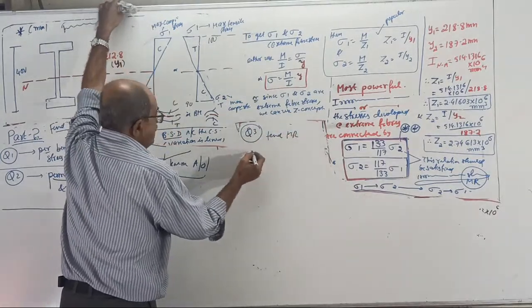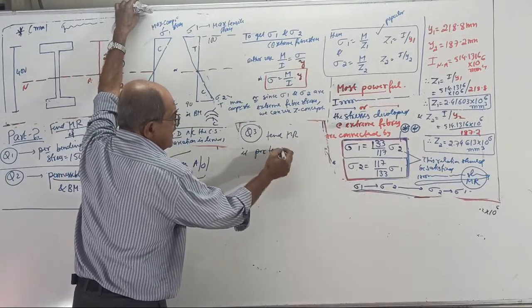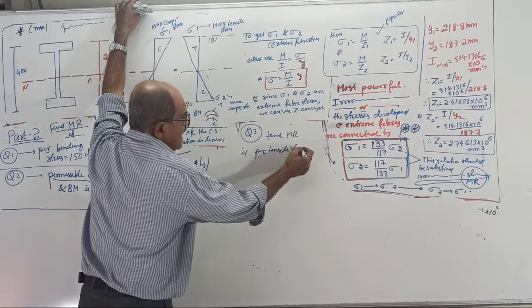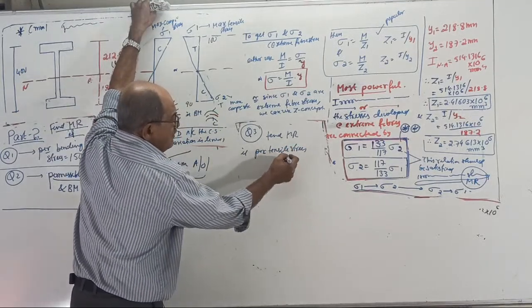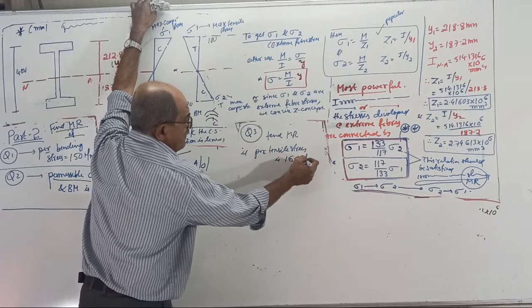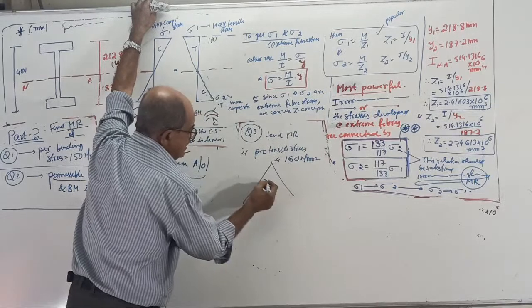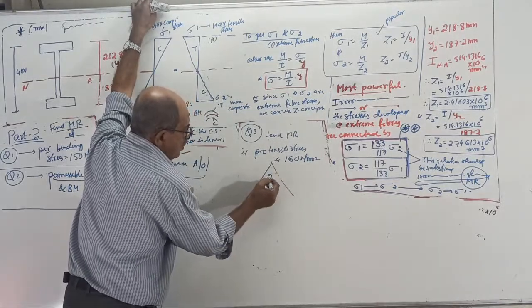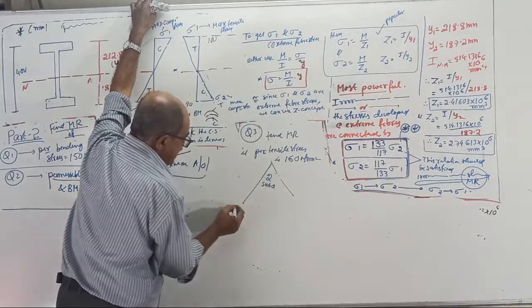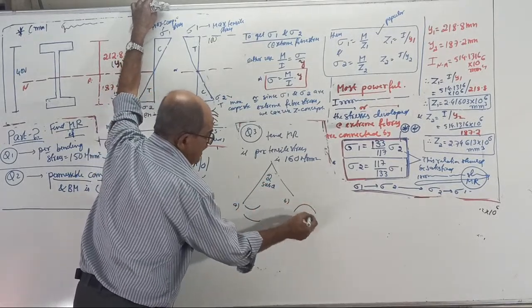Question number 3. Find MR if permissible tensile stress is, say, 160 Newton per mm square. Last time it was compression. Solve two questions, two sub-questions. A is sagging BM, B is hogging BM.